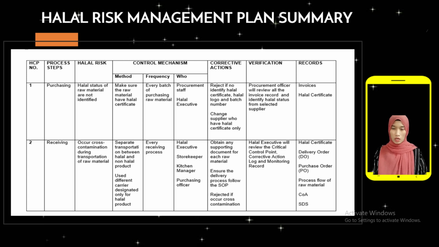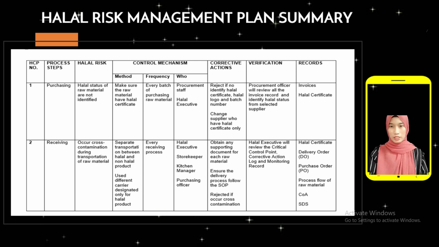For the frequency, we will check every batch of purchasing raw material, and the person in charge is the procurement staff and also the halal executive. Then for the corrective action, we will reject if the halal certificate, halal logo and batch number are not identified. We will also change to a supplier who has a halal certificate only. Then for the verification, the procurement staff or the procurement officer will review all the invoice records and identify halal status from the selected supplier. The last one, for the records, we will see the invoice and halal certificate.